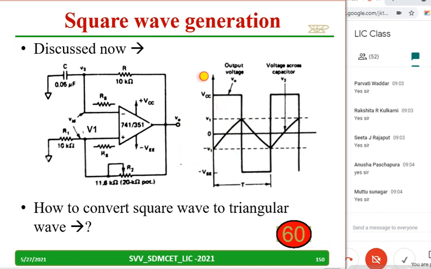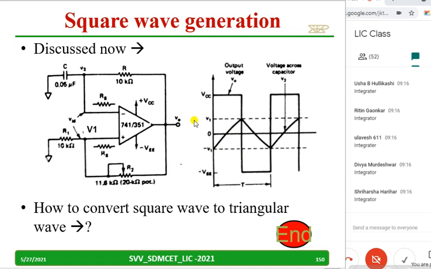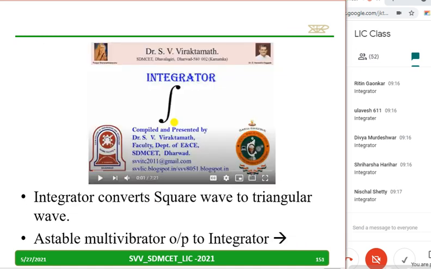Take a minute and type your answer in the chat box. Thanks for your answers. Every individual student has mentioned that an integrator can be used to convert a square wave to a triangular wave. Whatever you have told just now, the same thing I am going to show you. Now I will connect one integrator so that I can convert the square wave into a triangular wave, and we have already discussed the integrator.